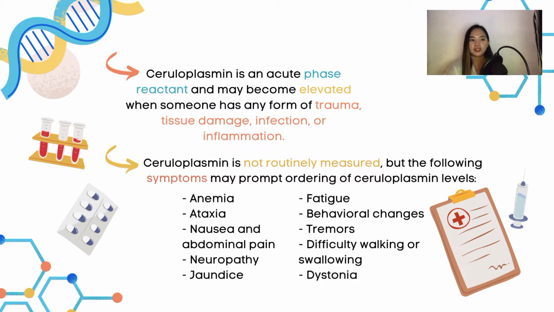It is an acute phase reactant and may become elevated when someone has any form of trauma, tissue damage, infection, or inflammation. It bears mention that ceruloplasmin may be high in states of high estrogen and progesterone, which means pregnant women or women on oral contraceptives may have high levels of ceruloplasmin. Many medications, most notably the anti-seizure drugs like valproic acid, are also known to increase levels of ceruloplasmin. As stated, ceruloplasmin is not routinely measured, but the following symptoms may prompt ordering of ceruloplasmin levels.